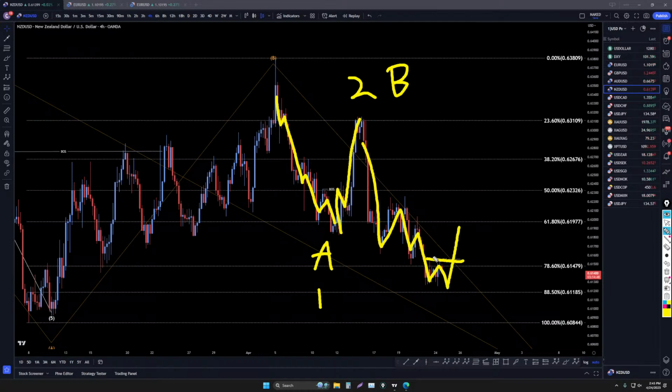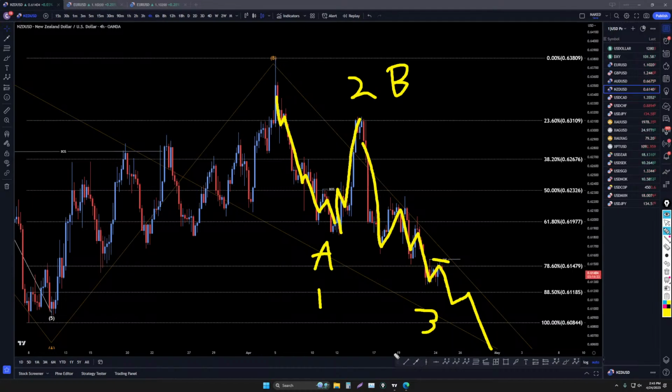If it does go up, if it does take out structure, that will tell me it's a wave C. If it doesn't go up, and if it doesn't take out structure and keeps making lower highs, then we'll probably just keep on going short, and it will probably just keep going down for what most likely is just going to be a wave 3.